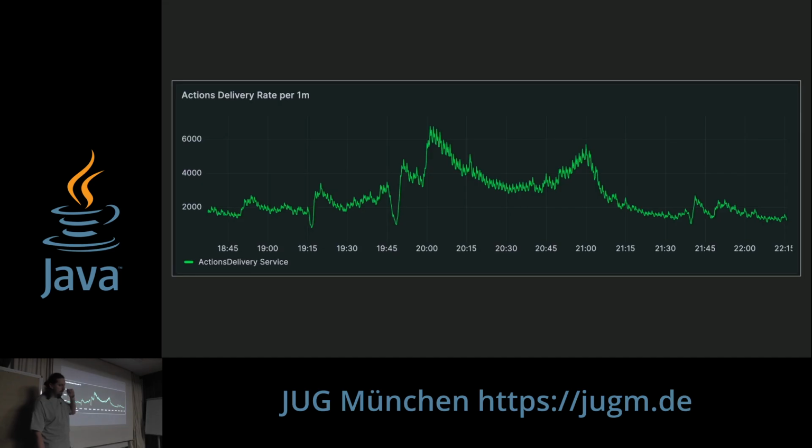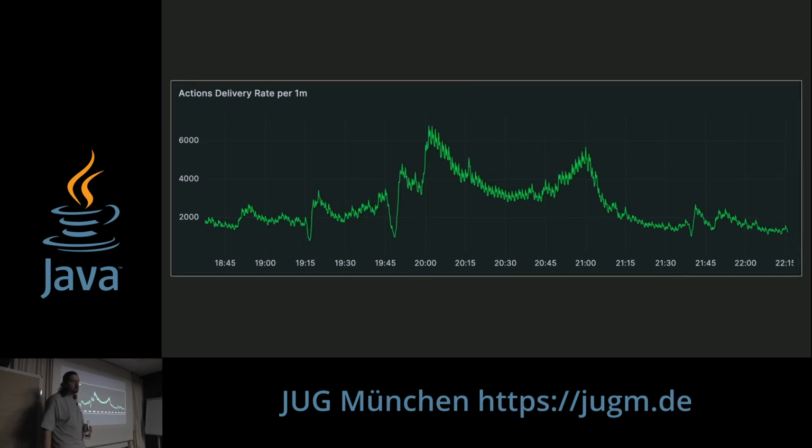So we have actions delivery rate per 1 minute as a title, and we also have a legend at the bottom. It says actions delivery service, right? But it does not give you any additional information on top. It's fine to remove the legend completely. If you have one line and the title tells you everything, it's fine to stick without a legend completely.